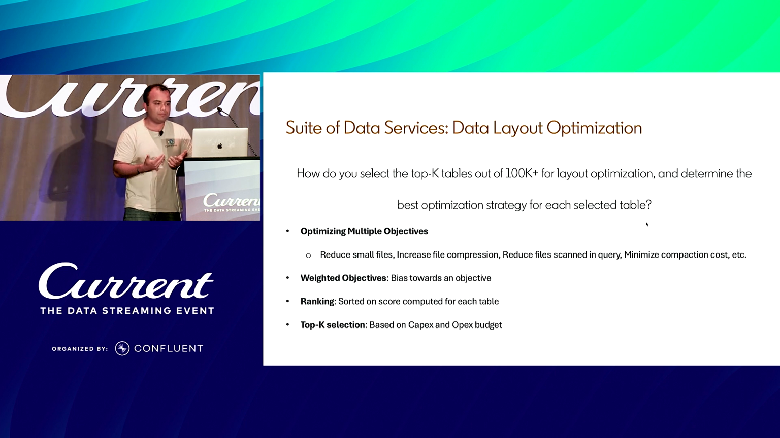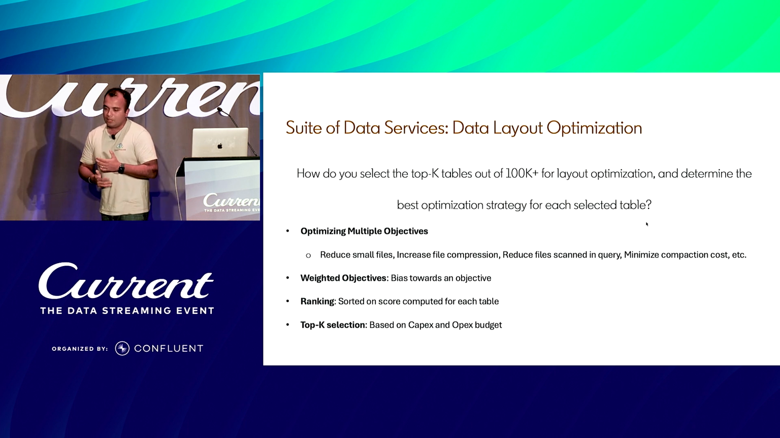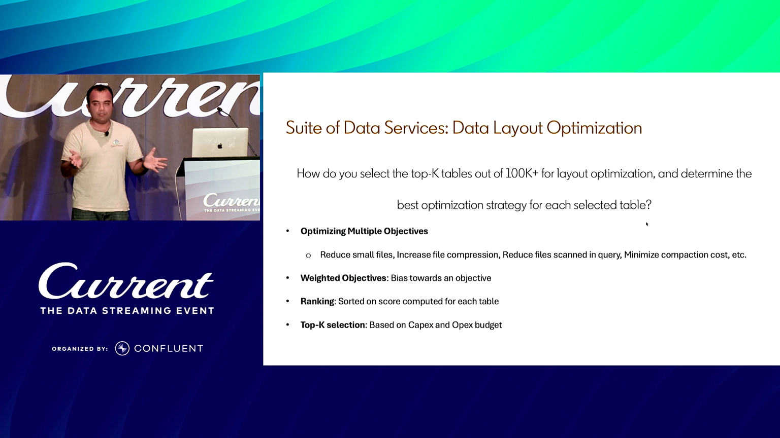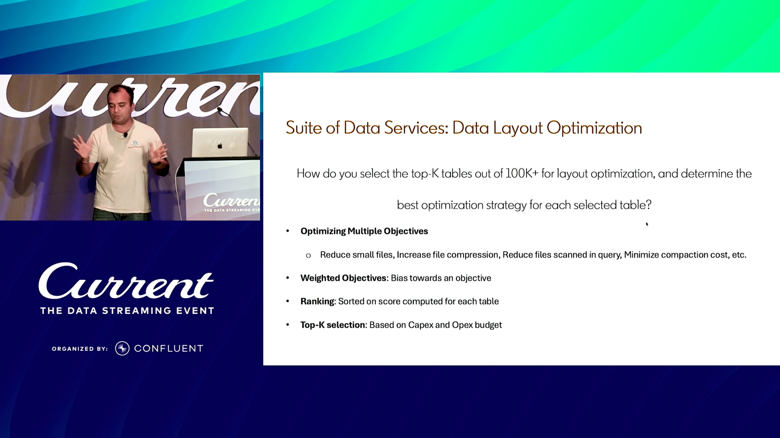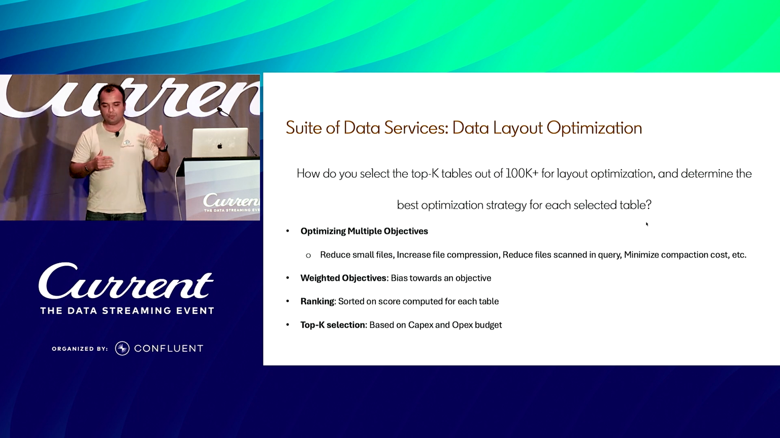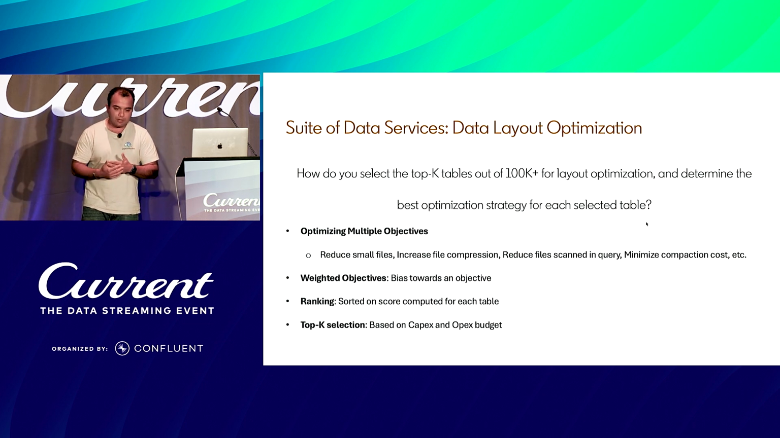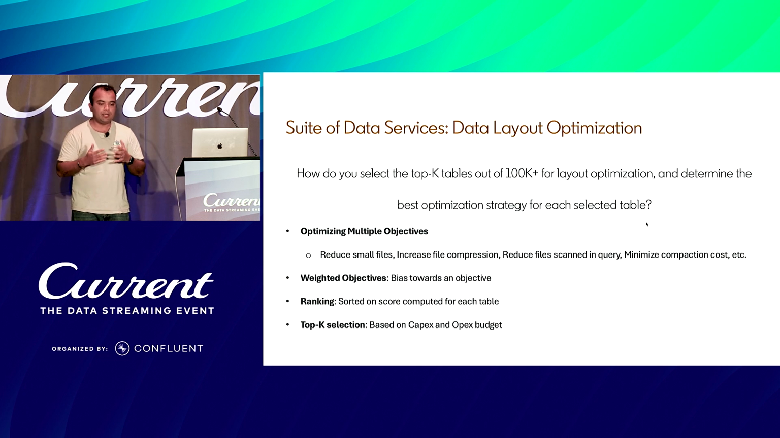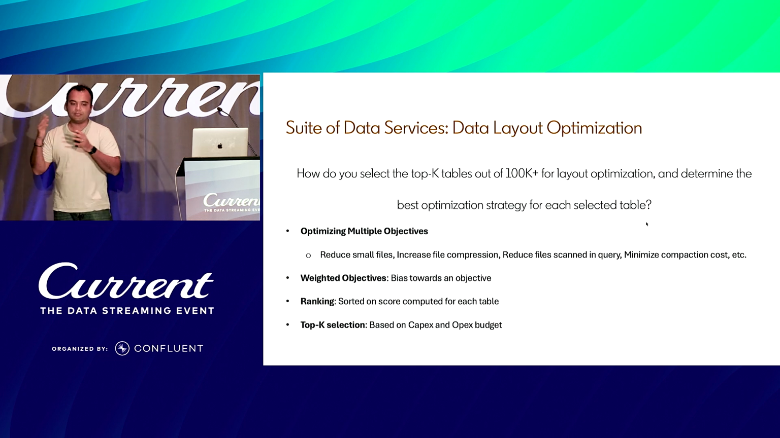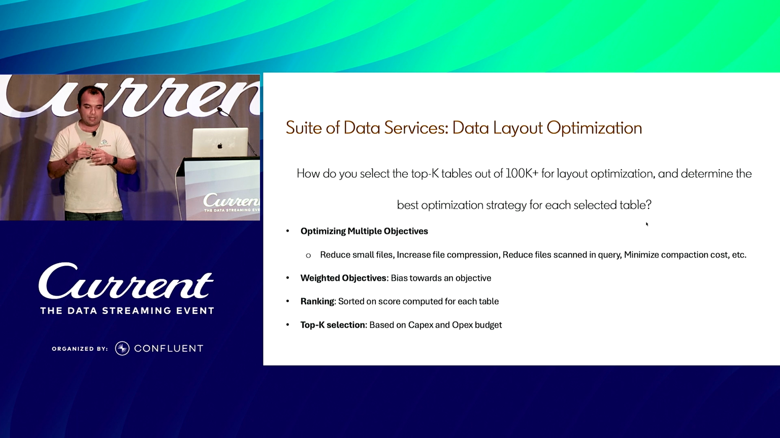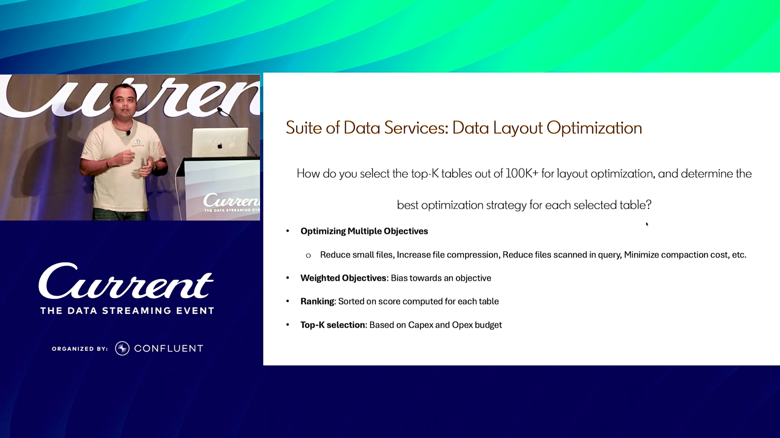So essentially, the problem statement is that we now have about 15,000 tables in OpenHouse at LinkedIn. Eventually, we'll have about 100,000 to 200,000 tables. Data layout optimization is essentially that you write the data, and then there is some background job that is rewriting that data to be in a more optimal format. Now, at the scale of 100,000 tables, we can't expect that we'll sweep all the tables and rewrite all of them. That becomes prohibitively expensive from a CapEx and an OpEx standpoint.